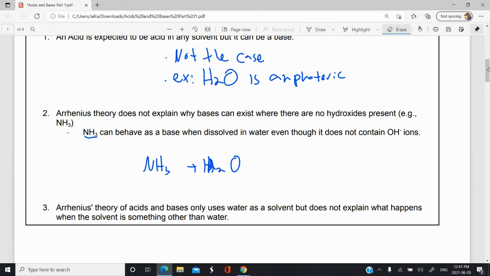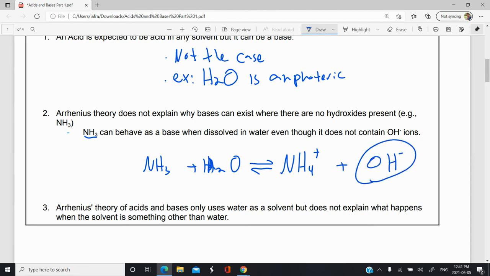Let's put our arrows there. Now, generally, when you write this reaction for ammonia, it's a double arrow, and I'll explain why later on. But essentially what happens is the NH3 received an H from the water, and when the water gave away its H, we had some OH- produced.